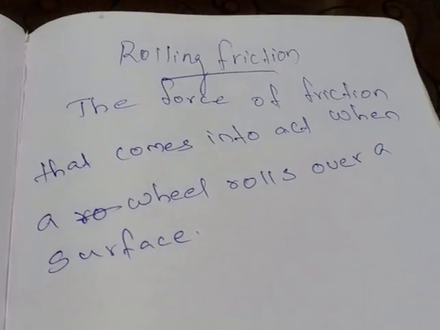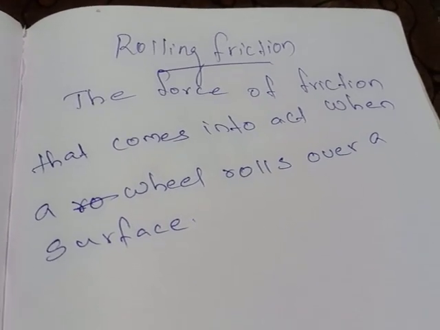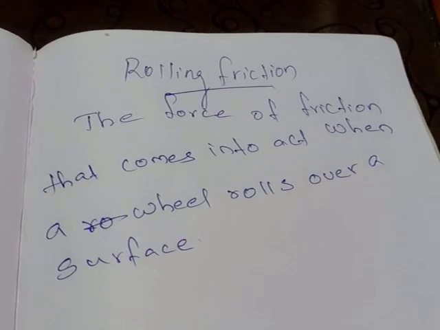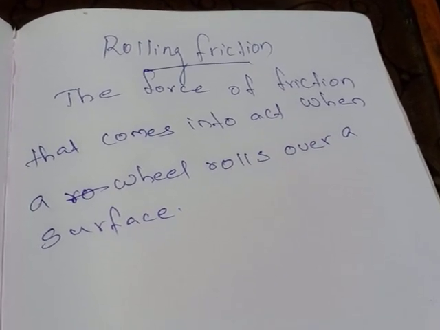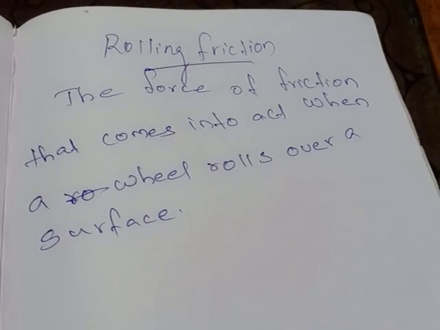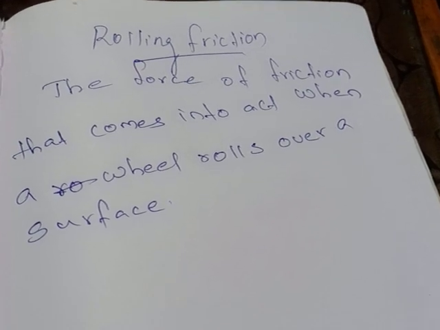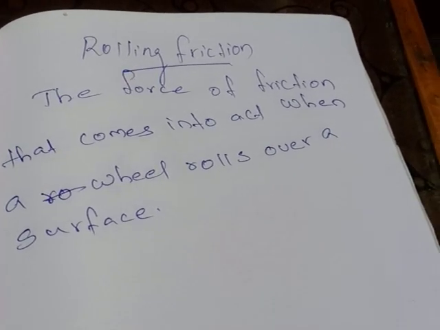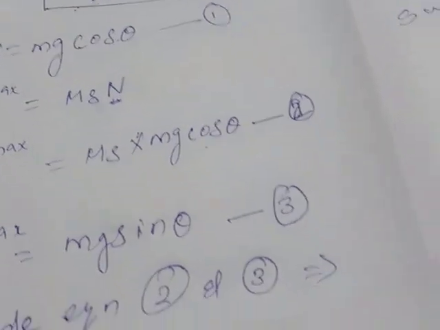So during this rolling motion, suppose you are attaching a wheel to your table or your cupboard, and you are trying to move it, at that time one force of friction is acting during this rolling motion, or when the wheel rolls over the surface. That is what we call rolling friction. And this much is enough about rolling friction.